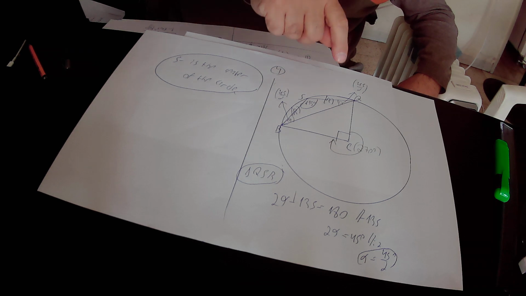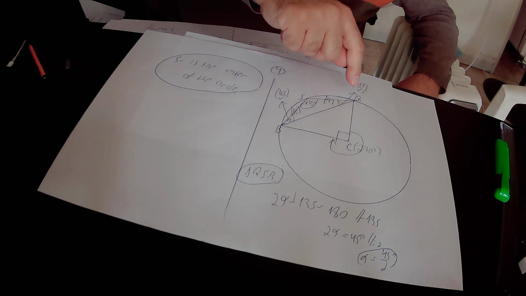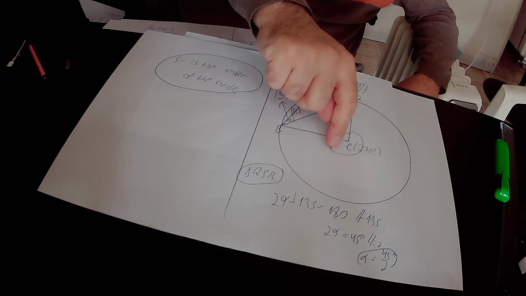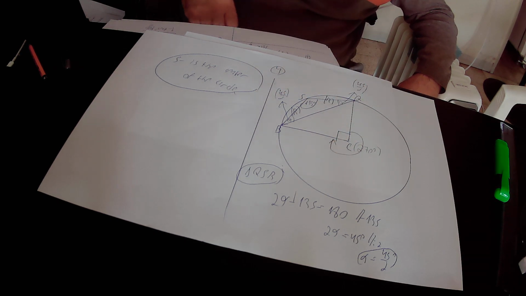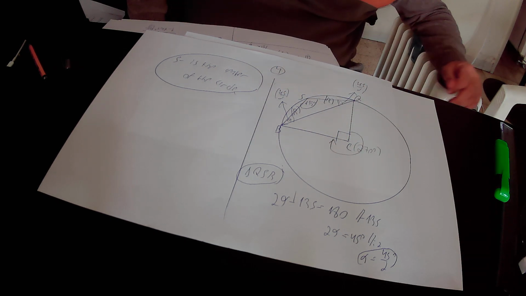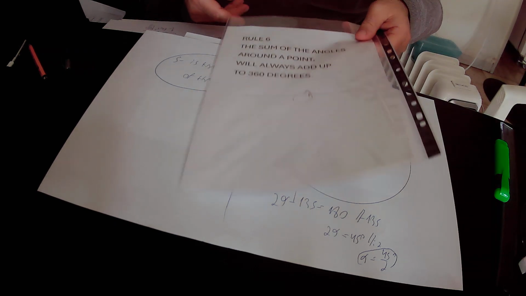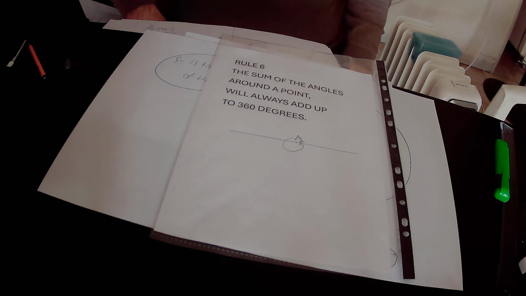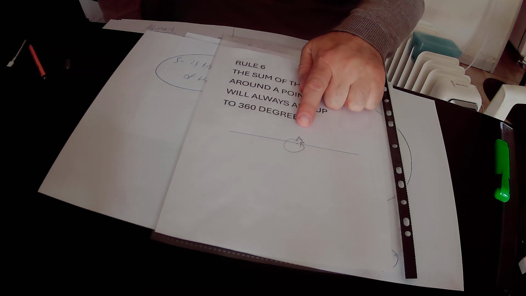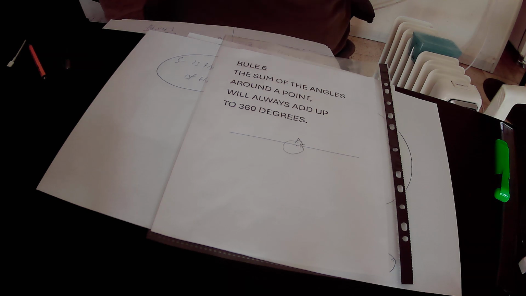Now we have to find out what is the size of the central angle QCB. In order to find out the size of this angle, I presented to you rule number 6. According to rule number 6, the sum of the angles around a point will always end up to 360 degrees. So in the drawing, we have here point A. According to this rule, the sum of the angles around point A must be equal to 360 degrees.